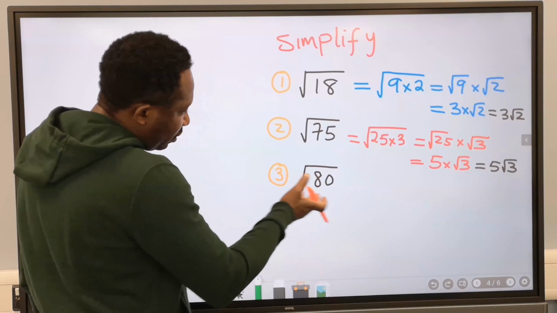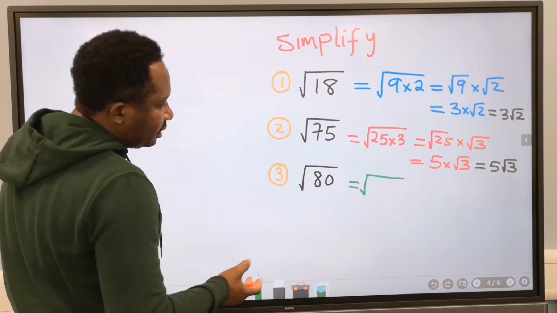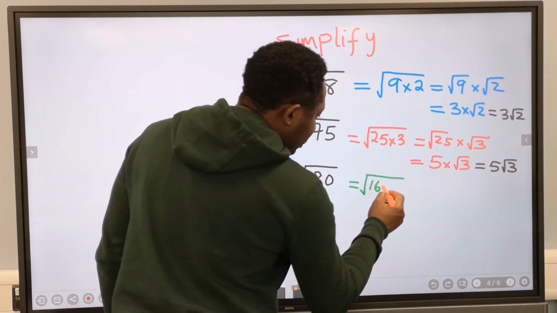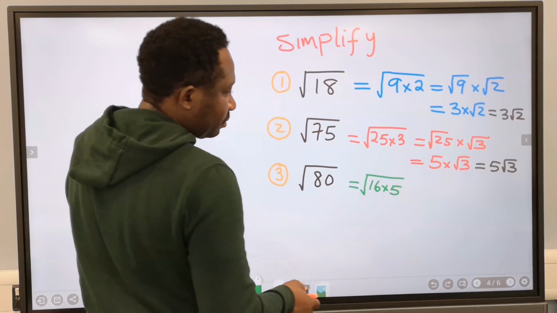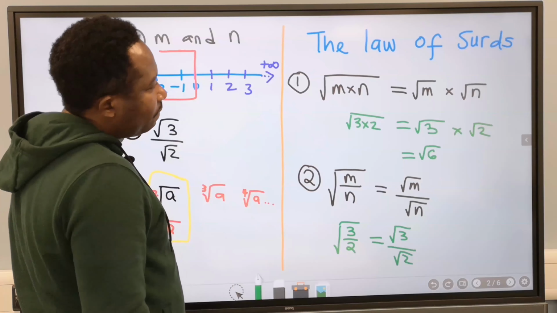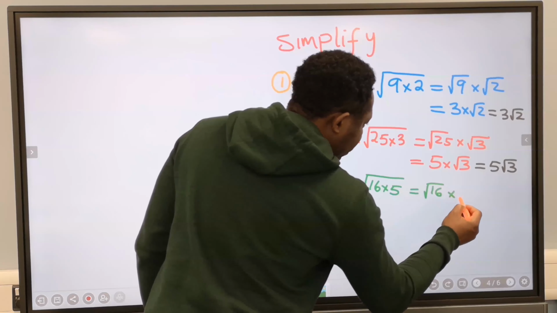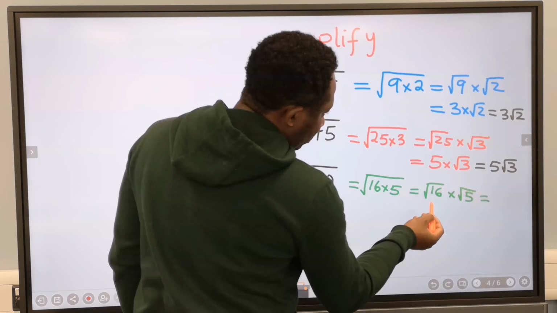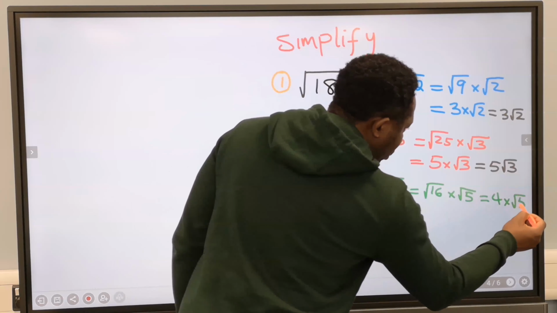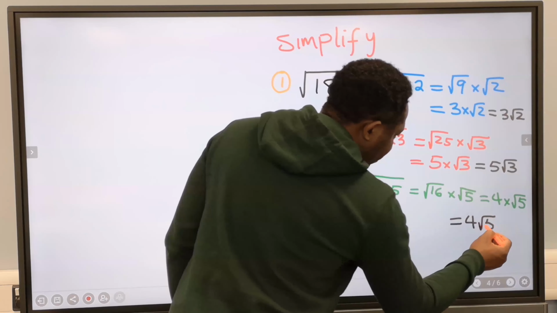Next, to solve number 3, there are two numbers. When we multiply the two numbers, we are going to get 80. The two numbers are 16 multiplied by 5. We are going to apply the law that states that the square root of 16 multiplied by the square root of 5. The square root of 16 is 4, multiplied by the square root of 5. And our answer is 4 root 5.